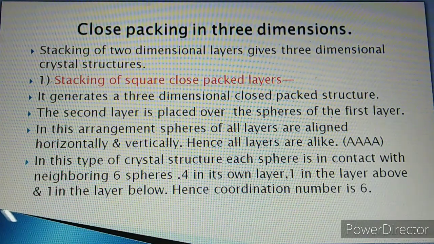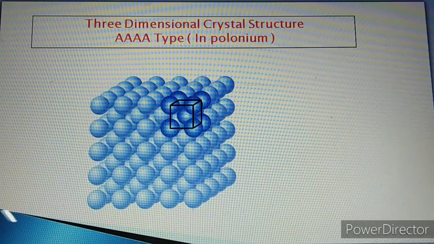So, may I show again the diagram for this? If you observe, all AA type 2-dimensional arrangements are aligned vertically and horizontally in such a way that all 2-dimensional AA type arrangements are exactly one above the other. And if you see that cube, then in one layer there are 4 spheres. One sphere is above and one sphere is below. Therefore, the coordination number for a 3-dimensional AA type crystal structure is 6.